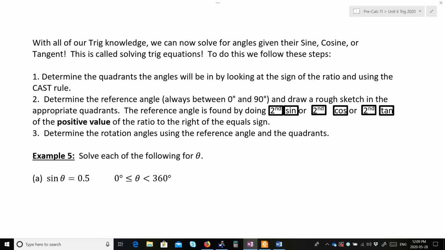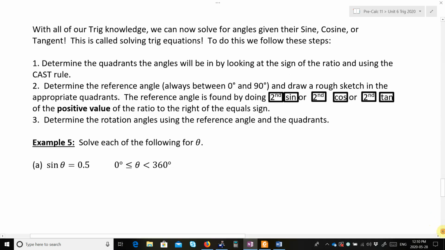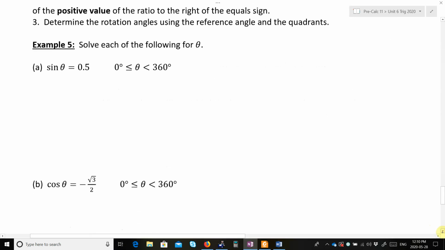The reference angle is found by doing second function sine, or second function cos, or second function tan of the positive value of the ratio to the right of the equal sign. So you always do it of the positive value to get the little reference angle. And then determine the rotation angles using the reference angle and the quadrants. So what does that mean?